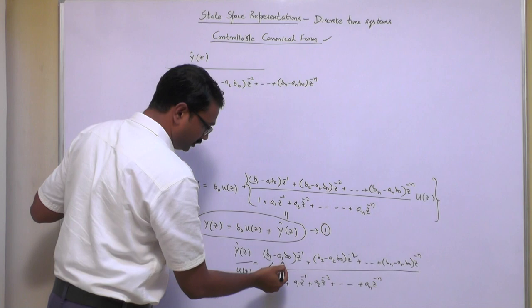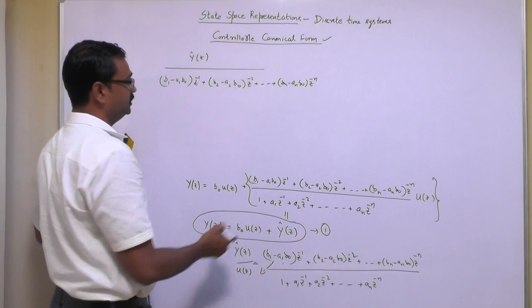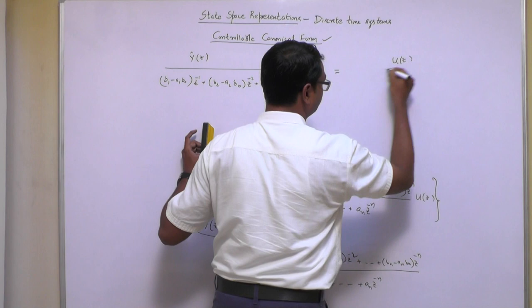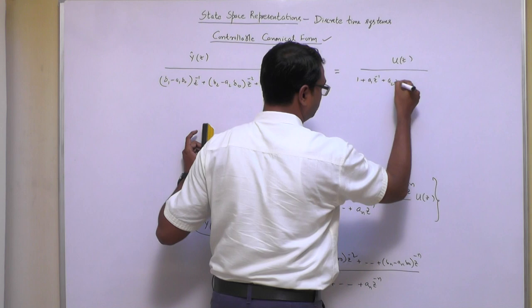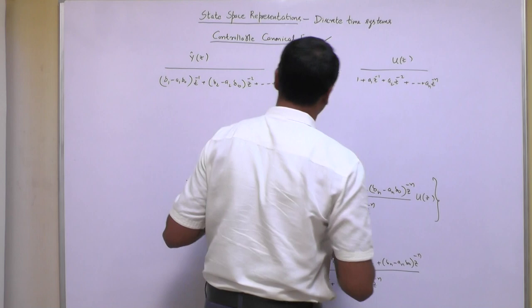I have brought the numerator of the right hand side to the denominator of y cap of z, and if we equate it here, y cap of z is brought here, u of z by 1 plus a1 z inverse plus a2 z power minus 2 plus an z power minus n. Now we have two equations here, one is the left hand side and the other the right hand side.